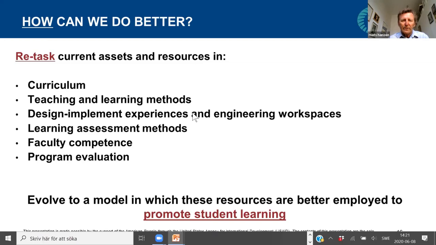Learning assessment methods, of course, not only exams. And I think this maybe Corona online thing will also expose new methods of assessment.